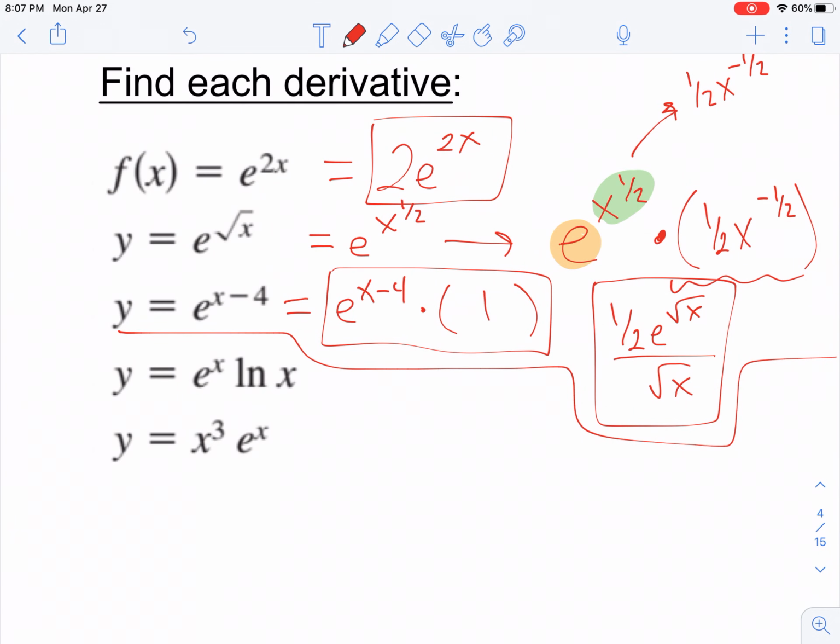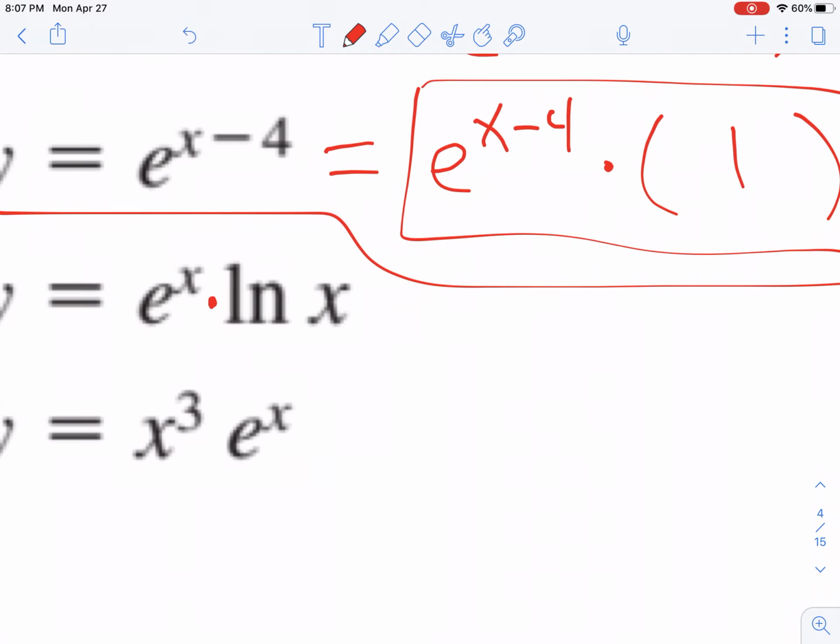Okay, next example, e to the x times ln x. You actually have a product occurring here. You need the product rule, 1d2 plus 2d1. Remember that?